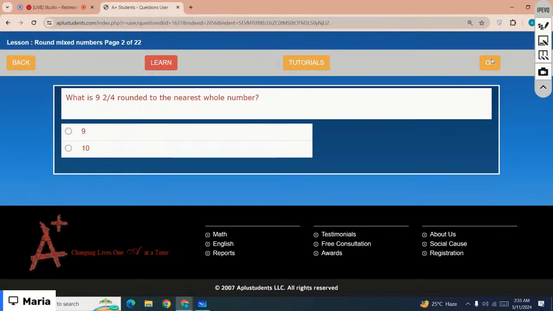The next one is 9 whole 2 over 4. What is 9 whole 2 over 4 rounded to nearest whole number? So which is the correct option? 9 whole 2 over 4 is, 2 over 4 is exactly equal to half, right? So that means you need to round up. 10 is the correct option.